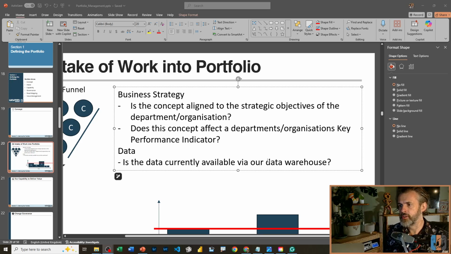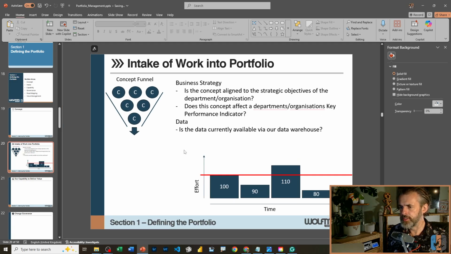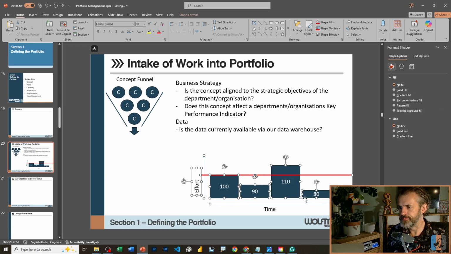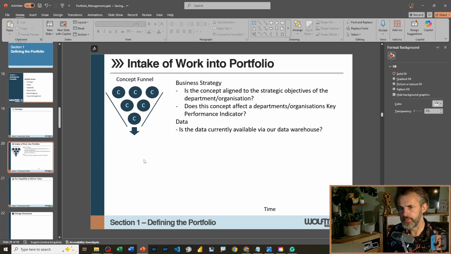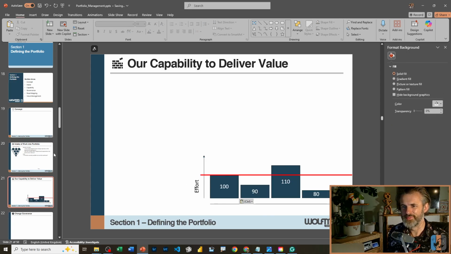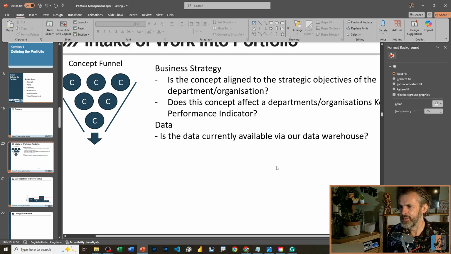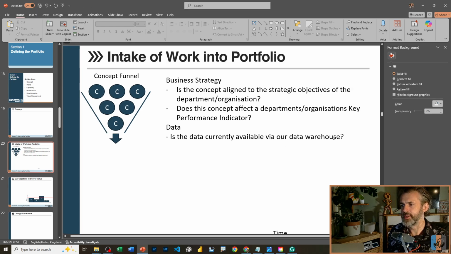Where did we get to? Is the data currently available in that data warehouse? One interesting question, because in terms of our ability to deliver, I'm just going to move this to our capability to deliver value. So let's go back in here. Is the data currently available in our data warehouse?